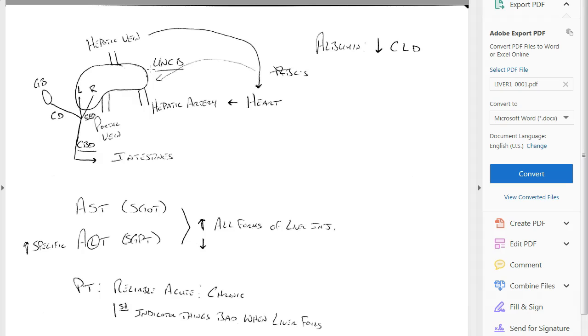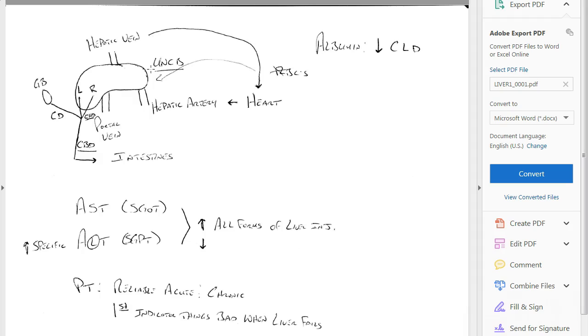So, an elevation in direct bilirubin, conjugated bilirubin, always equals damage to the liver. Again, that's why when you see it excreted in urine and someone's peeing iced tea or Coke or root beer float, you need to be thinking liver, not kidneys, because it indicates damage to the liver.